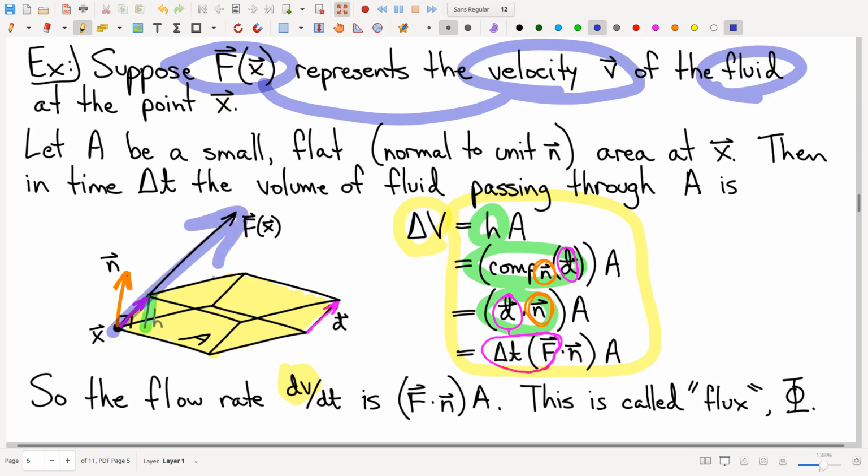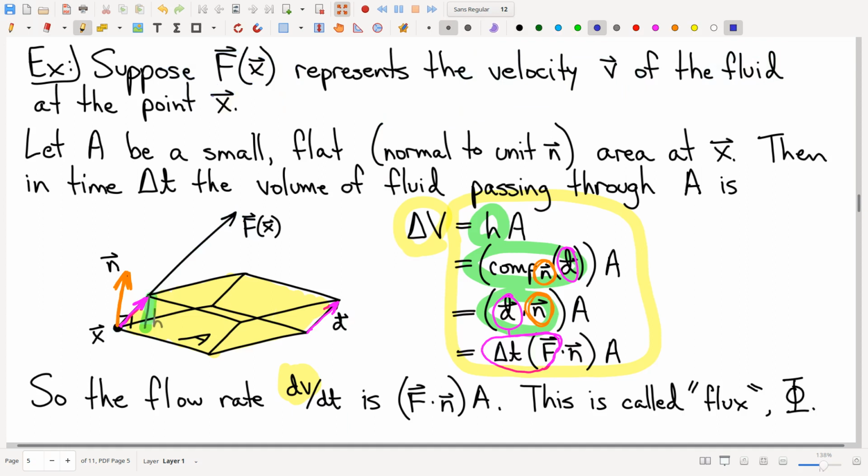We went through this calculation last time, so I'm mostly going to wave my hands at it here. But the idea is that if the vector field represents velocity, then you can talk about, in some given little amount of time, delta t, how much fluid passes through your given little area, whatever your little flat piece of area A, oriented by way of this unit normal vector, little n. You can write down the formula for how much volume that is. That volume is height times area of the base, an old high school geometry formula, and that height you can think of as a component, which is a dot product.